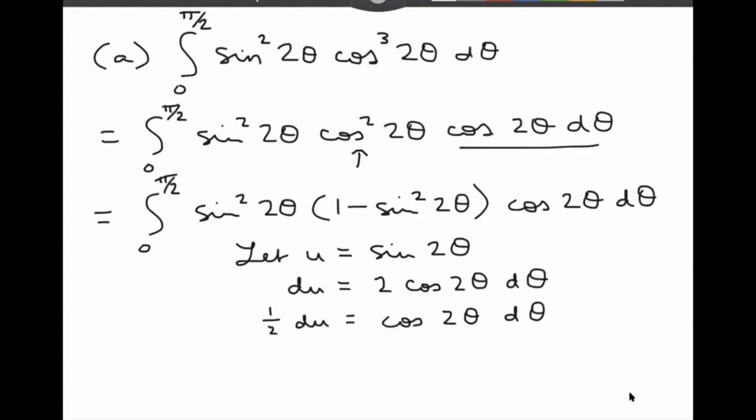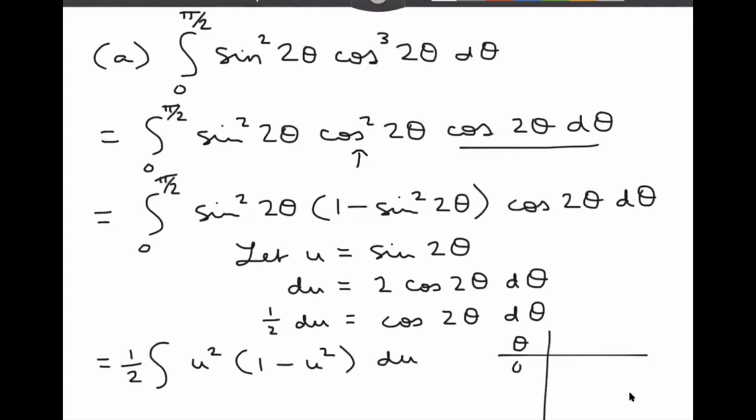So what we have then is the integral u squared times 1 minus u squared. And then cosine 2 theta d theta gets replaced with 1/2 du. Okay, now this is a definite integral. And you know that I like to change the limits of integration on those. And I just noticed that something kind of fun is going to happen with this one. Theta goes from 0 to pi over 2.